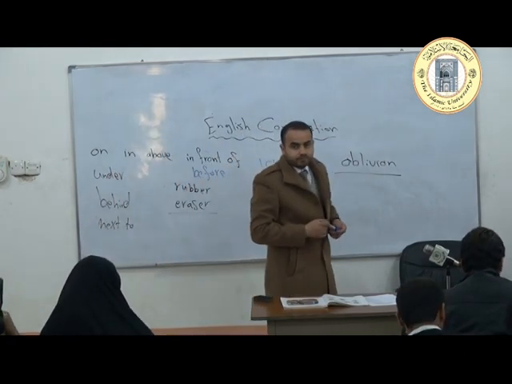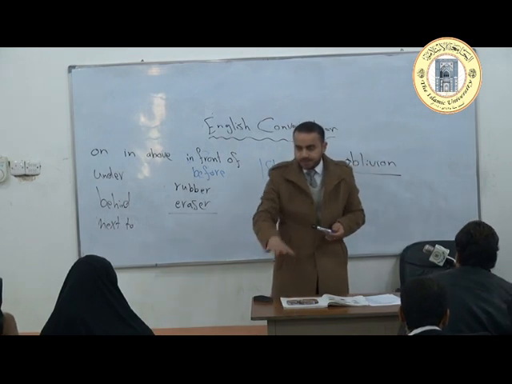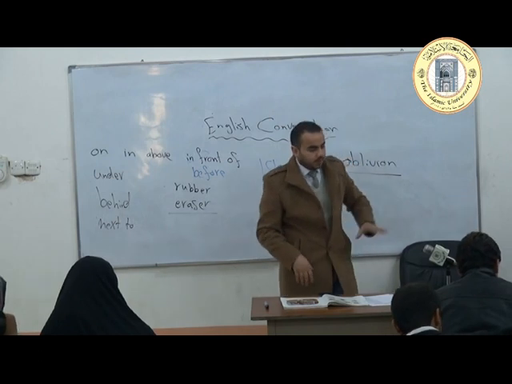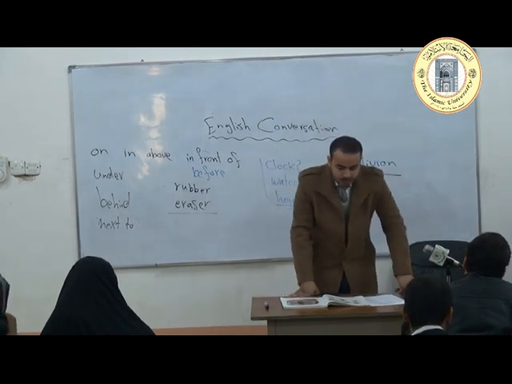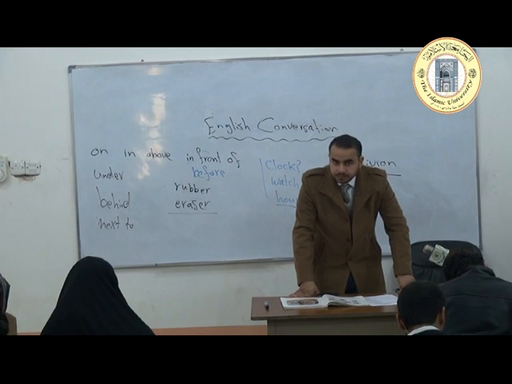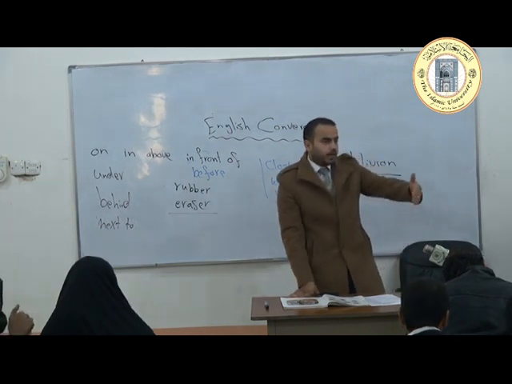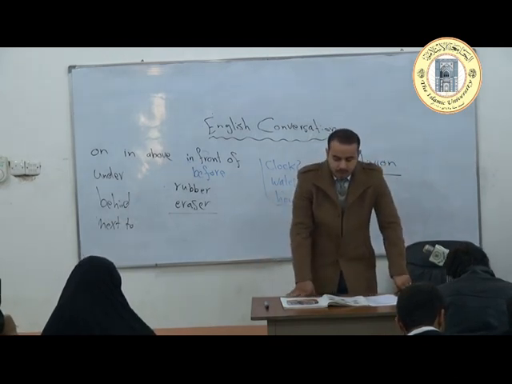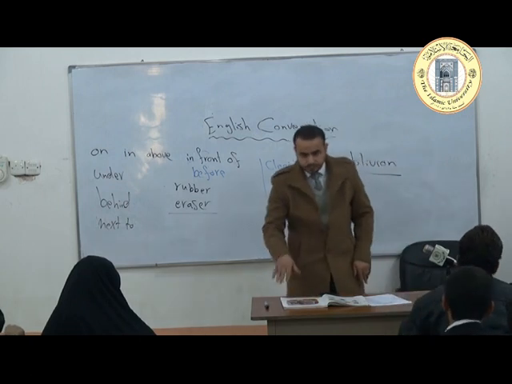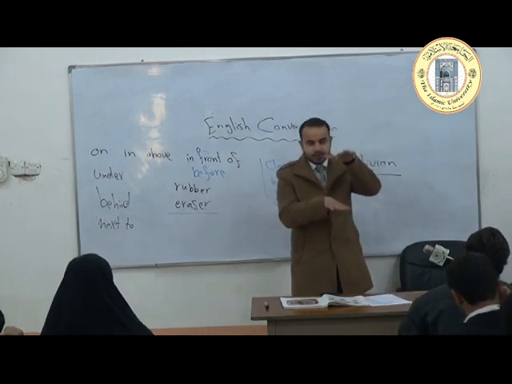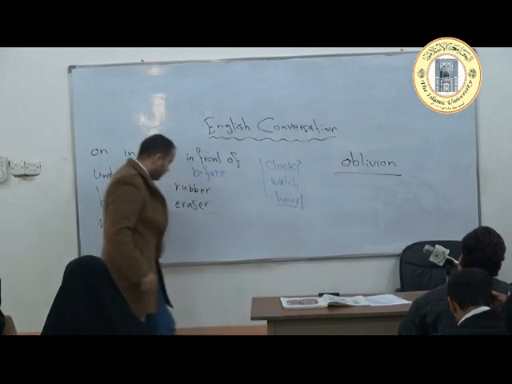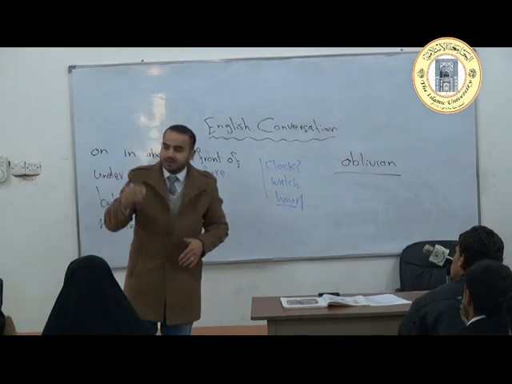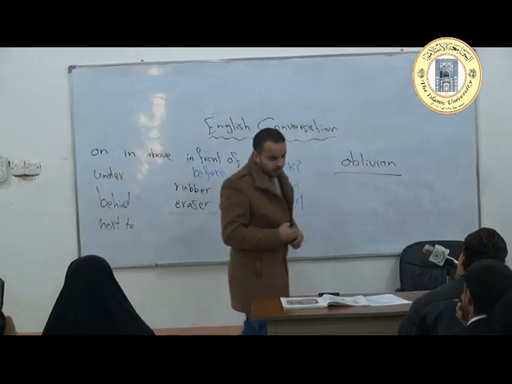On, you know. Sit on the stage. On the table. For example, the marker is on the table. The microphone is on the table. Next to: you sit next to your friend. Next to means beside. Under: there's something under it. For example, we are under the ceiling.